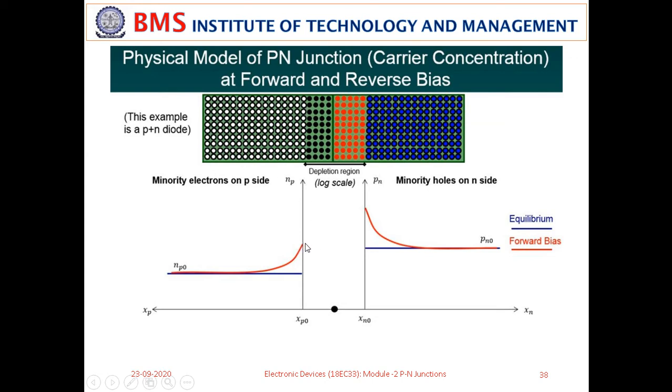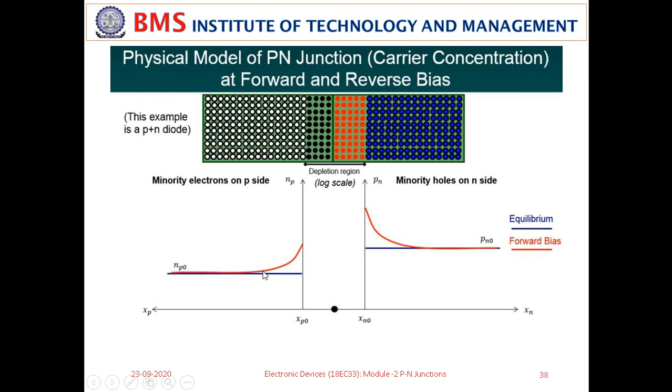As you move deeper into the P region, the electron recombination rate will be very high, so that it becomes equal to NP naught. All the electrons coming here get recombined, and any scarcity of electrons will be supplied by the battery source. The same thing happens here also, the scarcity will be supplied by the positive terminal of the battery.